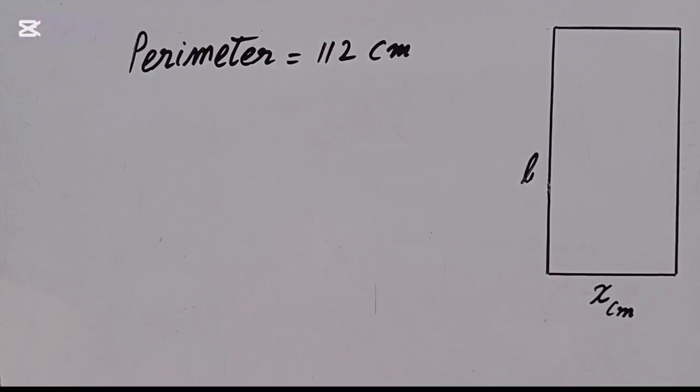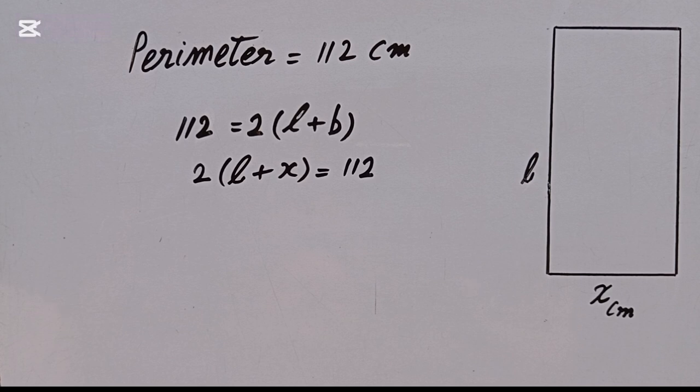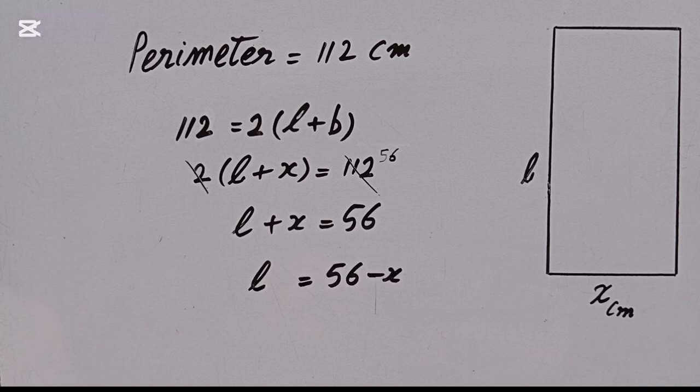Here perimeter of this rectangular poster is given 112 centimeter. This is the formula which works for the perimeter of the rectangle. Length plus breadth and double of sum of the length and breadth. And this is given 112. So we are justified to say that 2 into L plus X equal to 112. Why? Because over here X is taken as the breadth of the rectangular poster. So L plus X is equal to 56 and L equal to 56 minus X. This way part 1 we have solved.